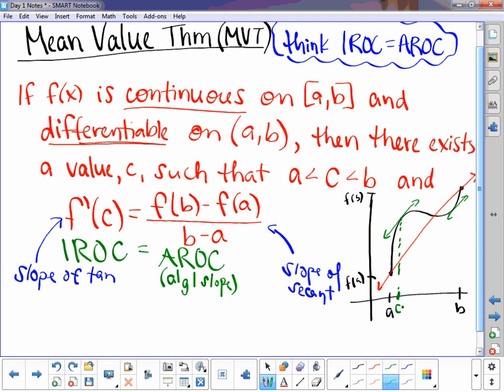I'm going to call this C1. And it occurred here. C2. So it's continuous, it's differentiable. There exists some C value within our interval where the tangent line slope is the same as the secant line. So it means my tangent line and secant line are parallel. Alright, questions with that?